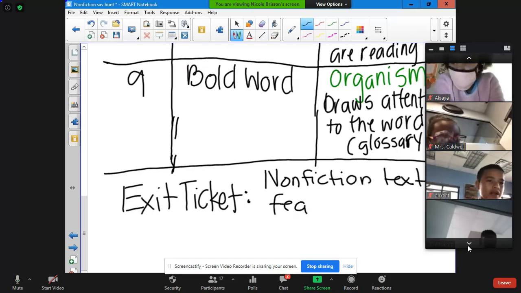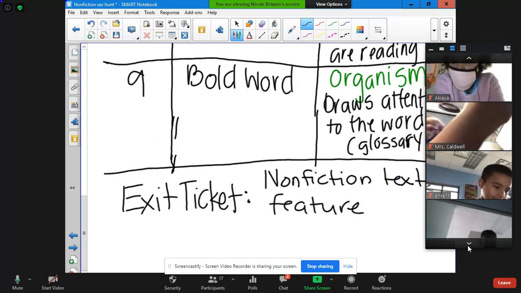So remember, you're giving me the text feature we discussed today that you think is the most important, and you're telling me its purpose. Why is it important?